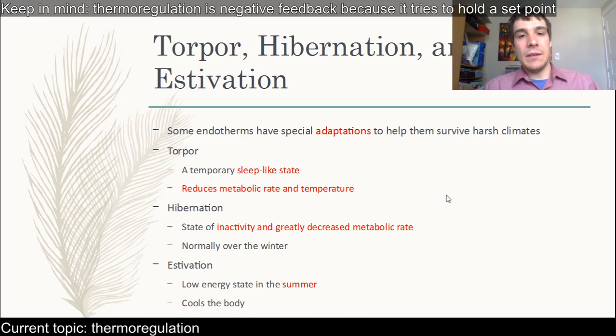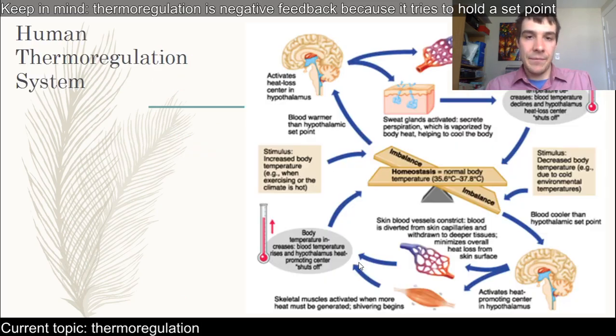Other adaptations include hibernation and torpor and estivation. Torpor is temporary. Hibernation is much longer. But otherwise they're very, very similar. And estivation is just a summer version of hibernation. Estivation is like été, like in French. Hiver, like in French. So some things actually end up doing the opposite of hibernation.